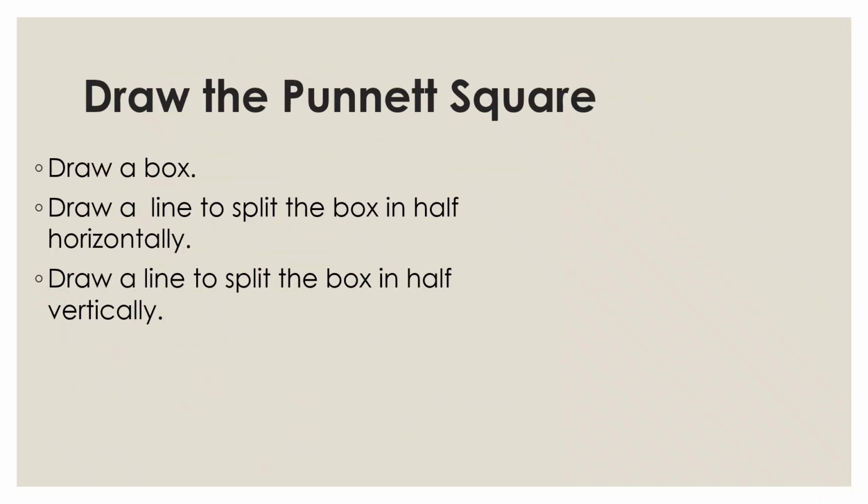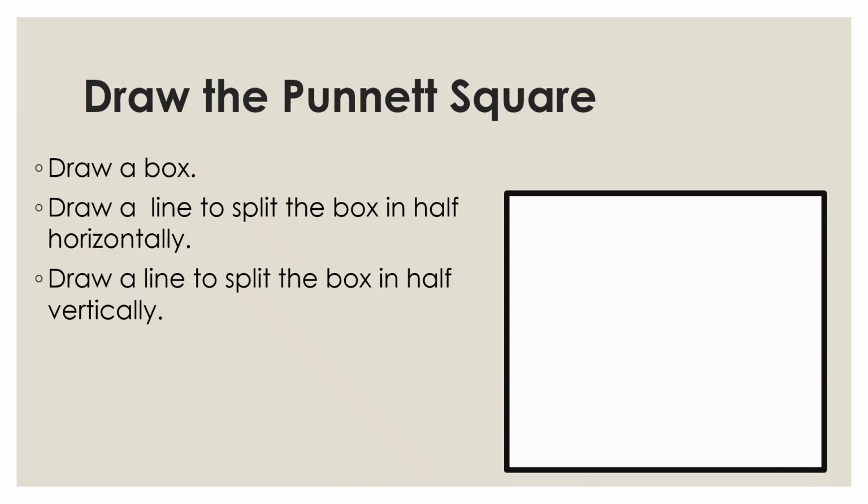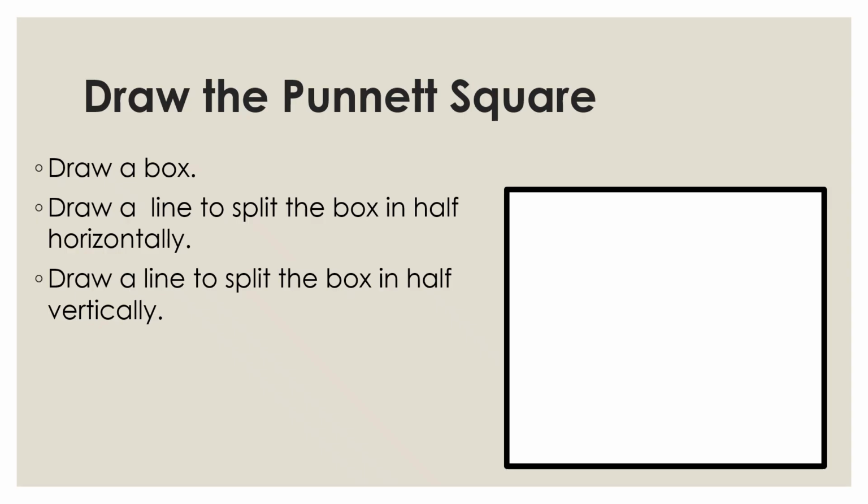Now I have to draw my Punnett square. So first I'll draw a box. And then I have to draw a line to split the box in half horizontally. Remember, horizontal means side to side. And then I'm going to draw a line to split my box in half vertically, which means up and down.